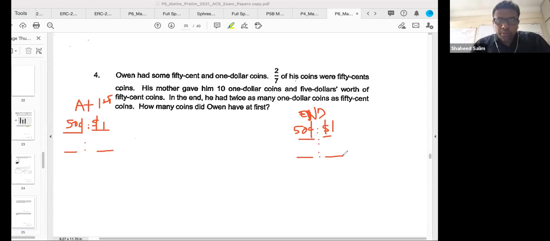Okay, this is to help you. Ask yourself, what's the ratio now between the 50-cent coins and the $1 coins? 50-cent and $1 coin. You must be able to. Okay, anyone can tell me now, what is the ratio between 50-cent and $1? You can say it out or send it by chat or whatever.